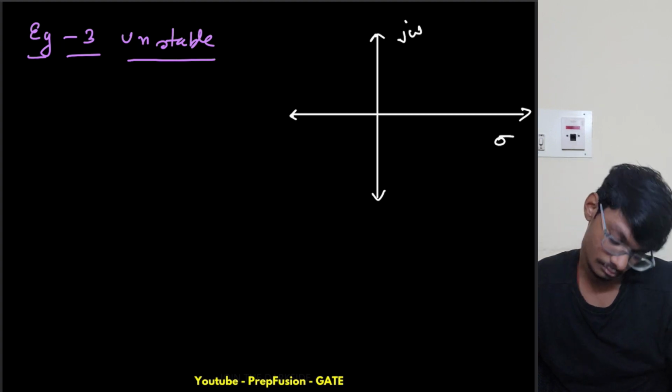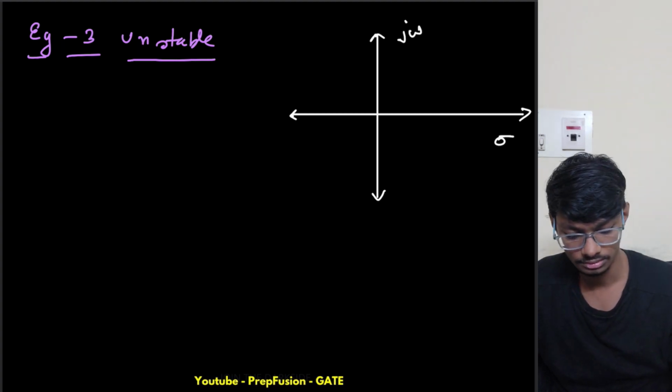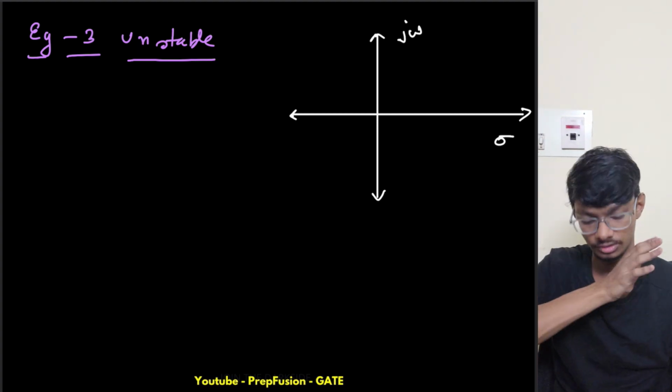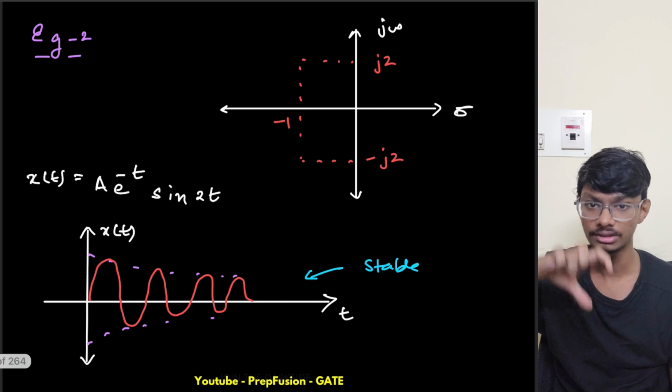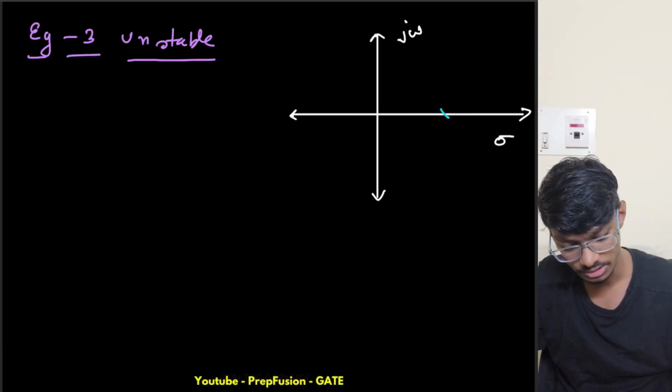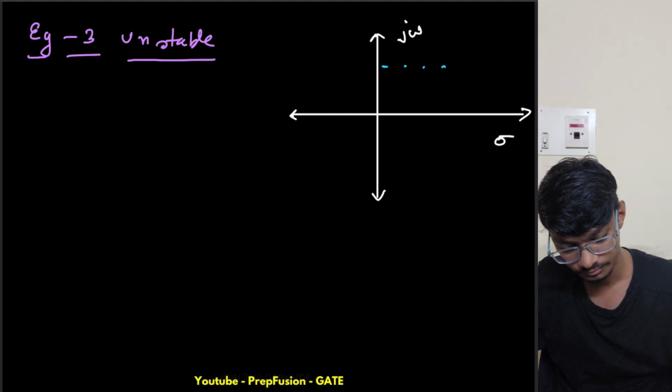Okay, and this is unstable, right? So our poles will lie in the right half of the plane. You are understanding, if poles are lying in the left half of the plane, we are getting a stable signal. Now again the same thing, just that my pole will lie in the right half of this plane.